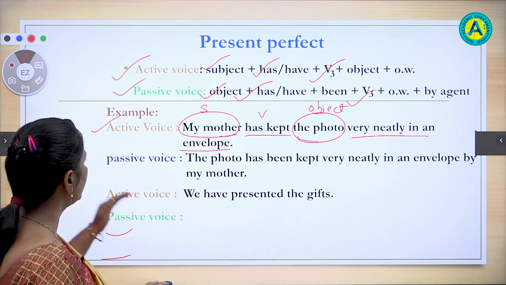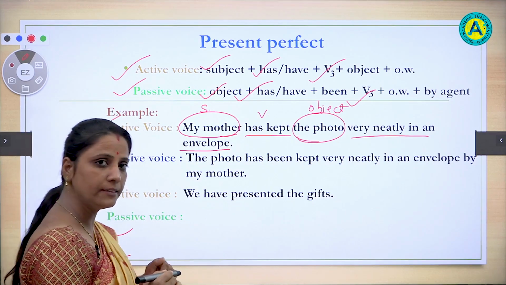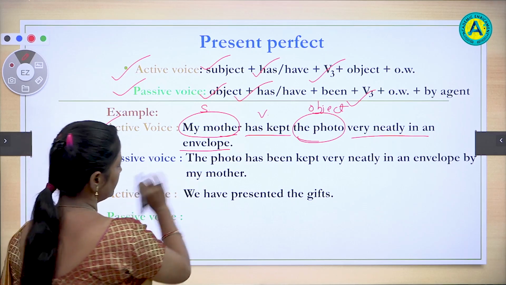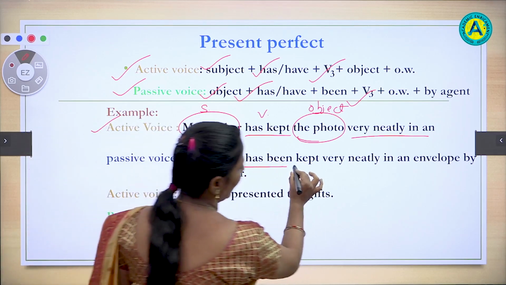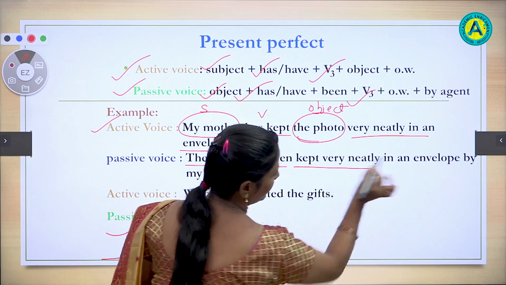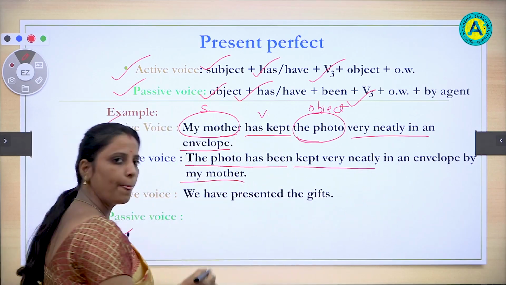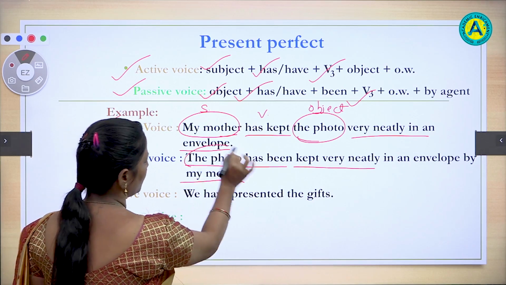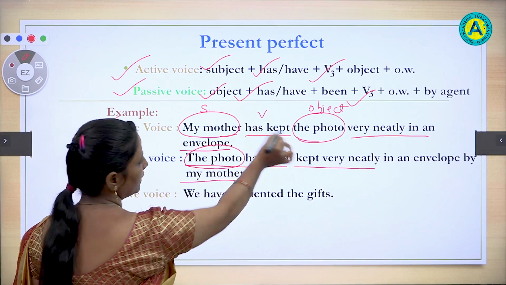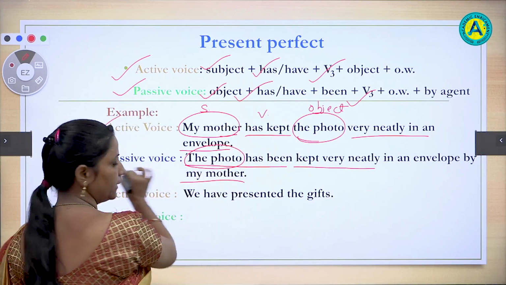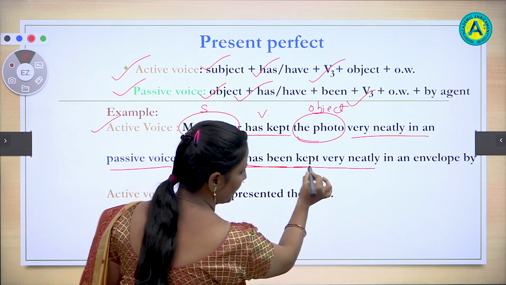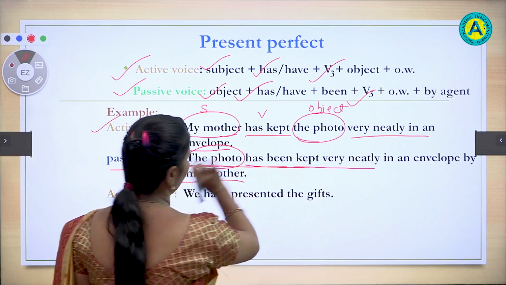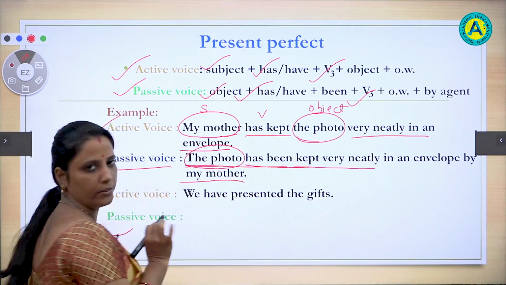So, what is the passive form of this sentence? Okay. See, the photo has been kept very neatly in an envelope by my mother. Here, the photo is the object. We use the object as a subject in passive voice. The photo has been kept very neatly in an envelope by my mother.